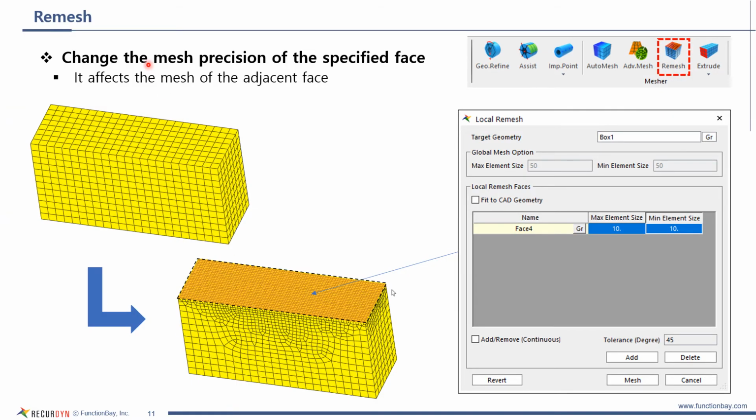Remesh is a useful function when you want to make the size of elements on a specific surface denser after creating meshes. You can specify a face of the mesh and input the new min-max size. Then, the mesh of the corresponding face is updated.